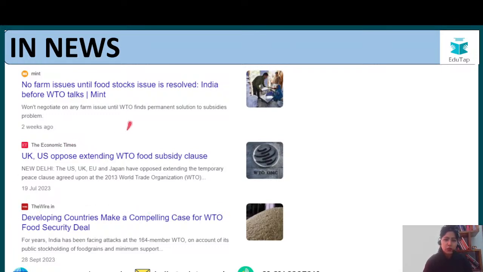So no farm issues until food stock issue is resolved. India before WTO. That has been the mint. And UK, US oppose extending WTO food subsidy clause. So what is the clause? And this news is from July 2023.